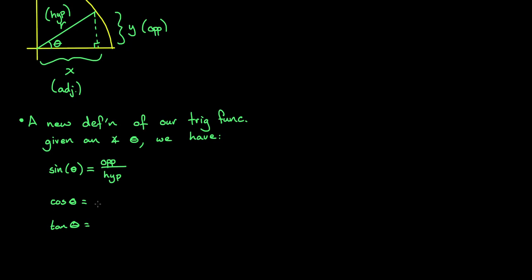SOHCAHTOA. What's the cosine of an angle? CAH is what I know. What do those represent? You're killing it. Adjacent over the hypotenuse. And the tangent? And I'll move this down just a skosh. What's a tangent according to SOHCAHTOA? Opposite over adjacent. Perfect. Okay.